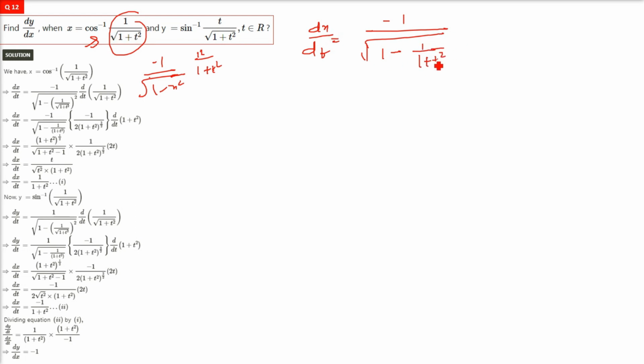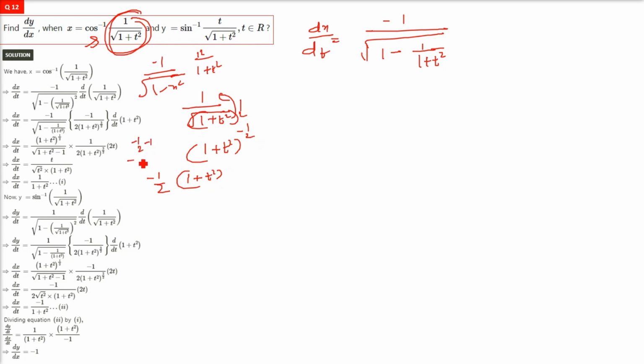See, first of all, I have taken the term minus 1 by under root 1 minus that term square. Okay. Now the differentiation of this term, 1 by under root 1 plus t square. If it is 1 by under root 1 plus t square, this is 1 by 1 plus t square to the power half. When it goes up, 1 plus t square to the power minus half. Now differentiation of this will be minus half, 1 plus t square to the power minus half minus 1. And x to the power n minus 1. That is what we do.